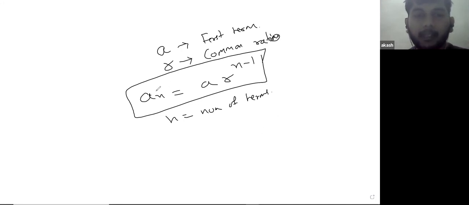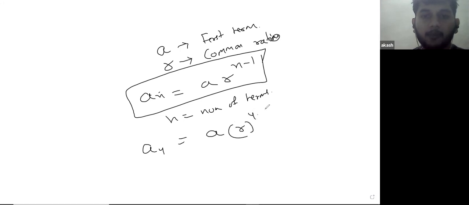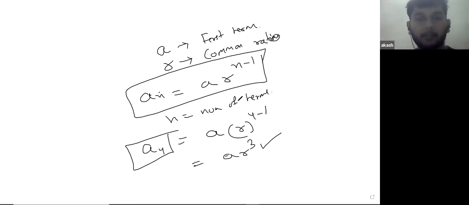Okay. Here An means if I tell you to find the fourth term, you'll write A4, and this will be A R raised to the power 4 minus 1. This is A R cube. And this way you can find A4, that is the fourth term. If they ask you to find the 11th term, then you need to put the formula and put the value of n as 11. All right.